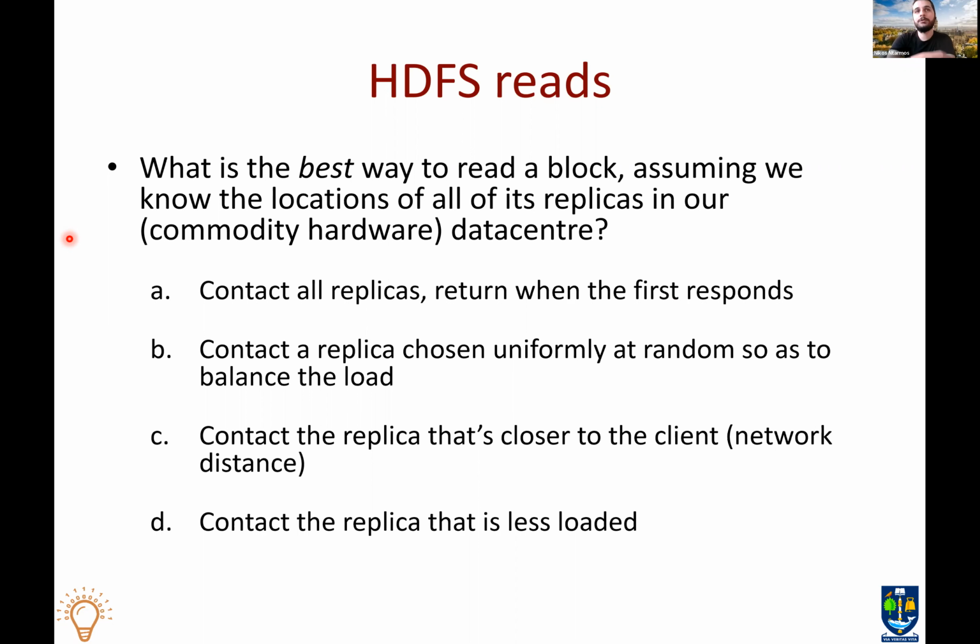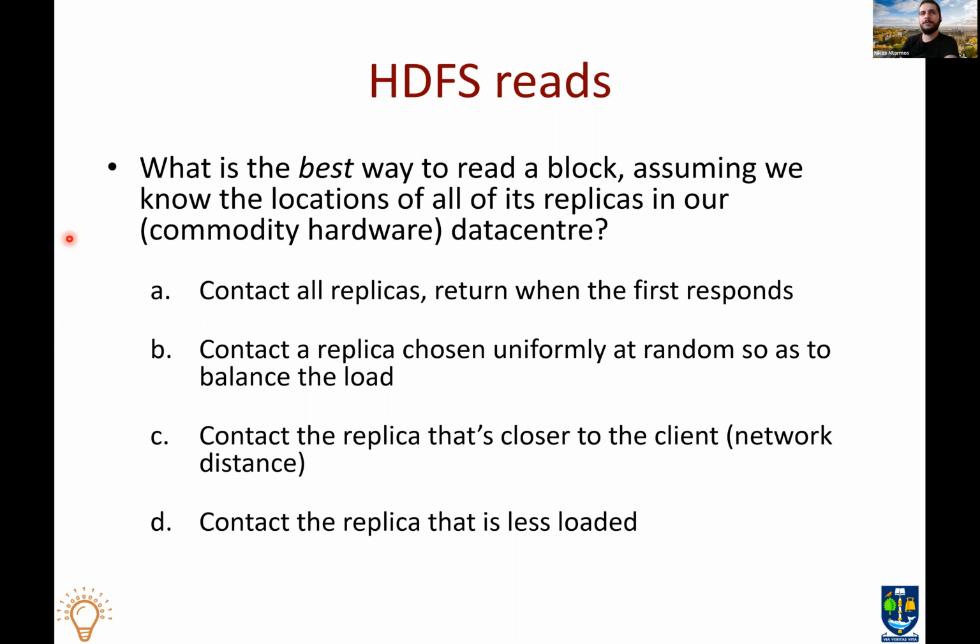If you want to contact all replicas and return when the first responds, you try to optimize for latency. What you do is essentially you put more load on the network because you send out more requests, and you put more load on the data nodes because now more of them are working to serve your single request. But when the first one comes back, that's the only answer you care for. The other answers can come in later on and you will just ignore them. But this means you will have the lowest latency you can have.